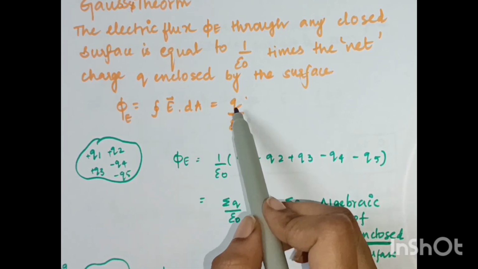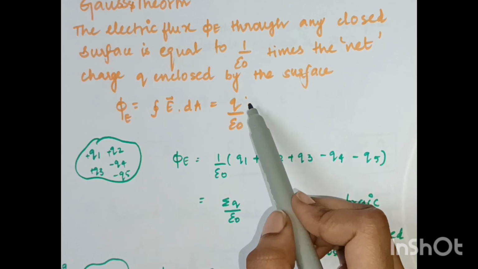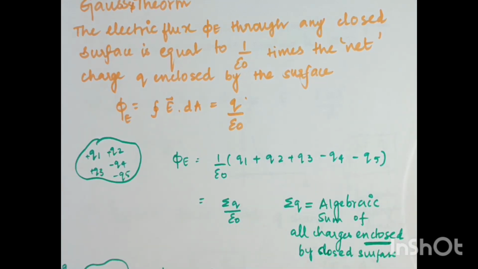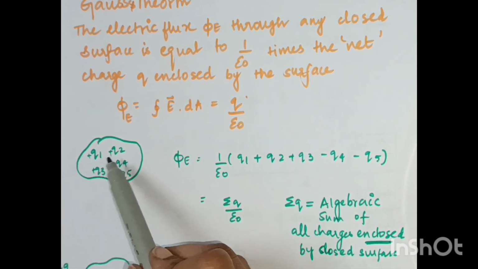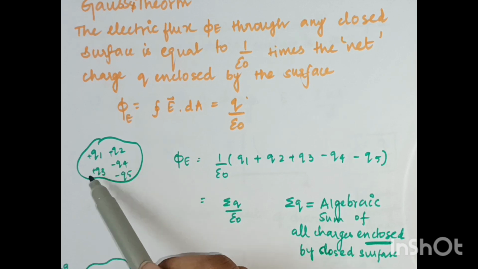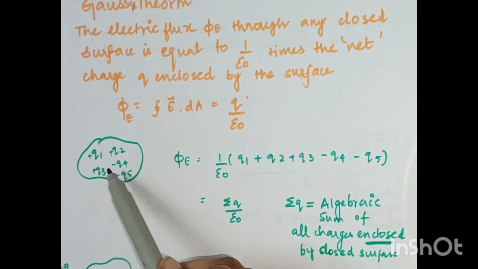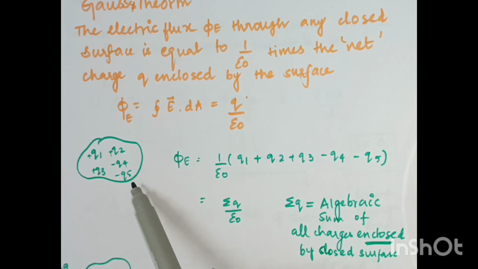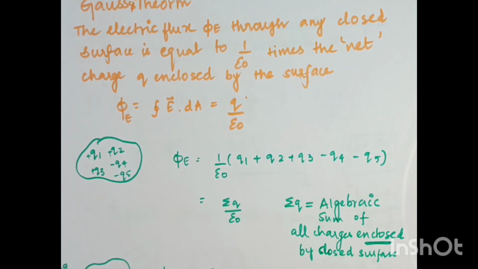We are getting another formula, that is Q into 1 by epsilon naught, that is 1 by epsilon naught times the Q. Yes, so now let us see an example. Here we have a closed surface, and inside the closed surface we have charges plus q1, plus q2, plus q3 and minus q4 and minus q5, and all those charges we have.